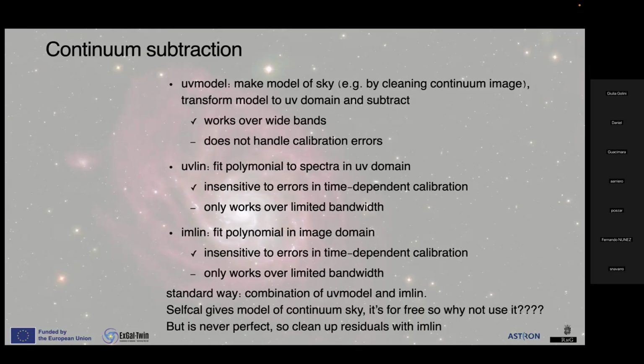First, you do this, because you get, anyway, for your calibration, you make this model. If you do the self-calibration of the data, you have this model. So why not subtract it? It's for free. And then the remaining residuals, due to these errors that are still there, you can clean up with UV-lin or IM-lin. That's the standard technique.